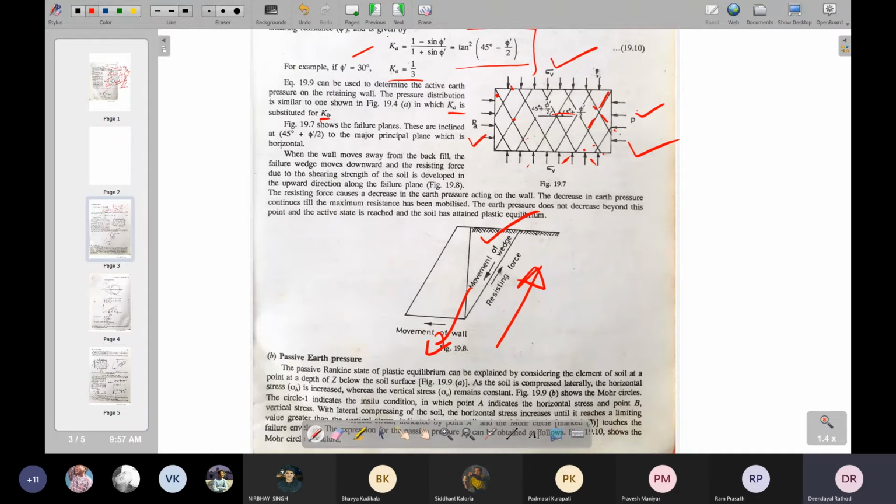The soil has attained the plastic equilibrium condition. What happens? After that it will try to resist, but after the failure plane you can't resist, then the soil is in a plastic state, I mean plastic equilibrium. So automatically it will fail. This is the active case. Can you guess now what would be the passive case if the wall is moving?